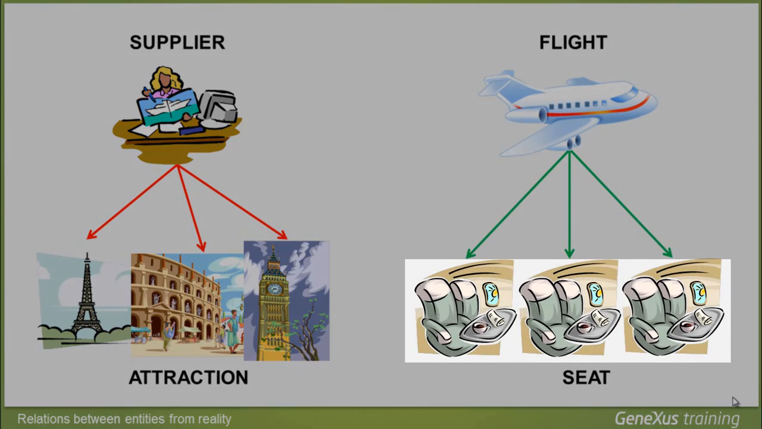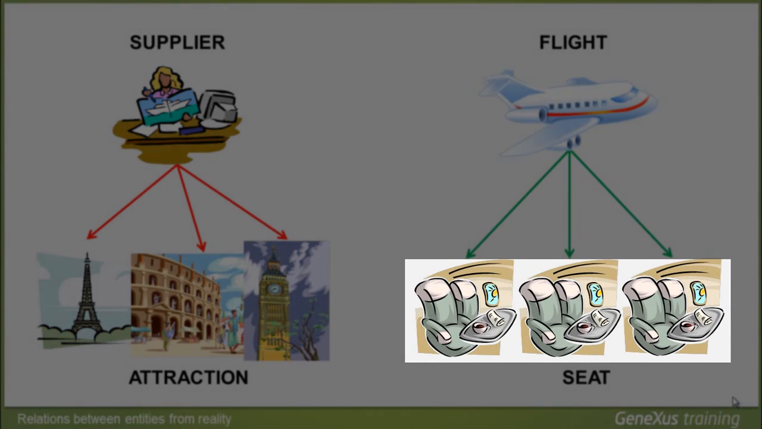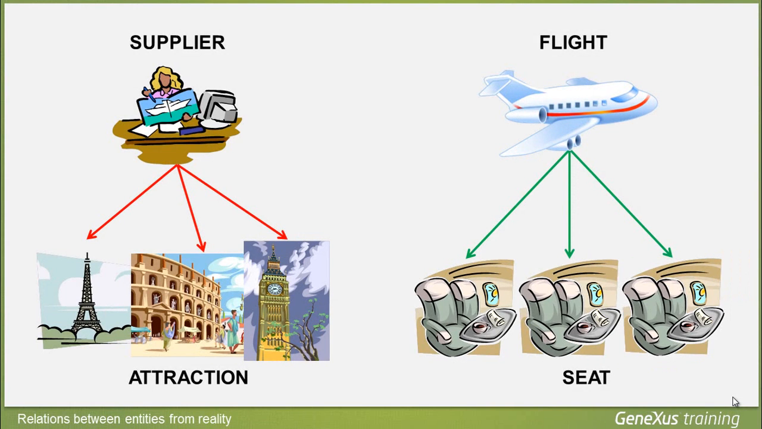An entity like seats, whose existence only makes sense when represented in relation to another entity, in this case flights, is called a weak entity.